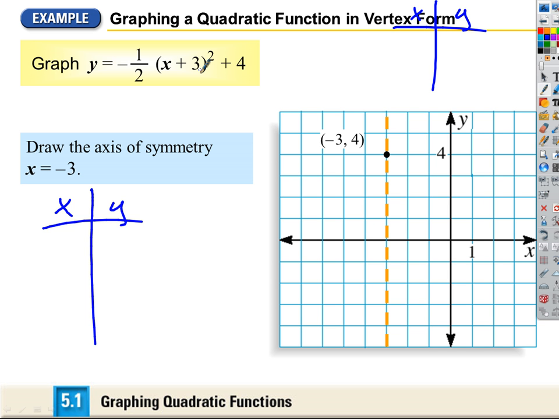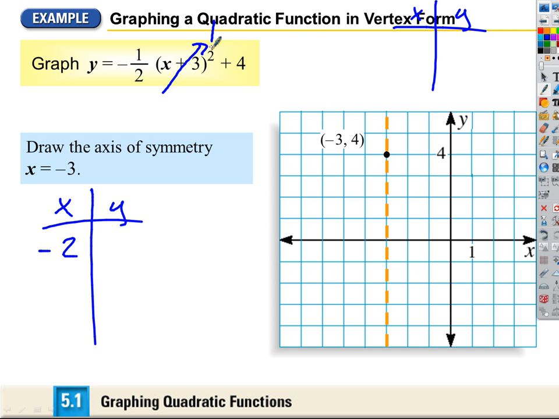So if I plug in x equals negative 2, what do I get? What's negative 2 plus 3? 1 squared? What's 1 squared? 1. So that whole thing right there just becomes a 1 times negative 1 half. Negative 1 half, right? Yes. Plus 4 would be what? 3 and a half. Does that make sense?